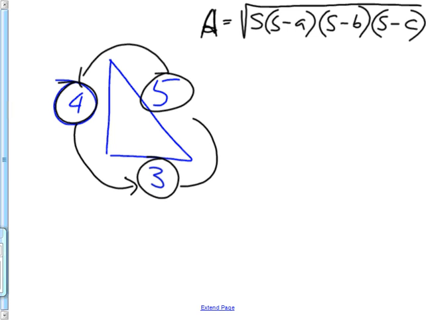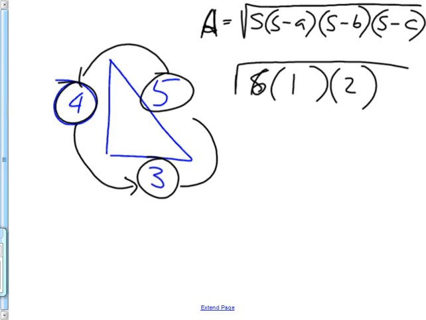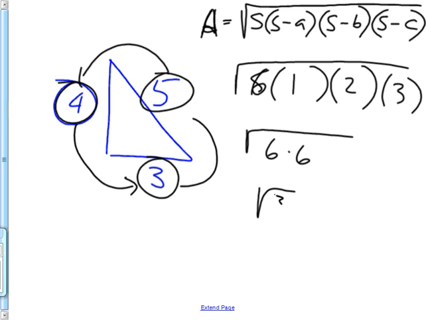Okay, so semi-perimeter, we already figured out, added all these up, added to 12, and half of that is 6. So you should have said square root of 6 times (6 minus 5 is 1), (6 minus 4 is 2), and (6 minus 3 is 3). And look at that, it's the square root of 6 times 6, square root of 36, which is 6. And some weaker minds would say plus and minus 6. No, square root of 36 is just 6.